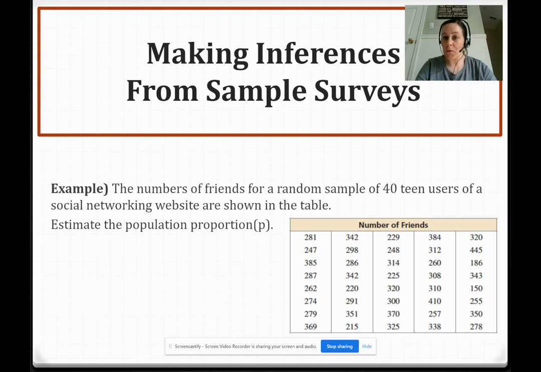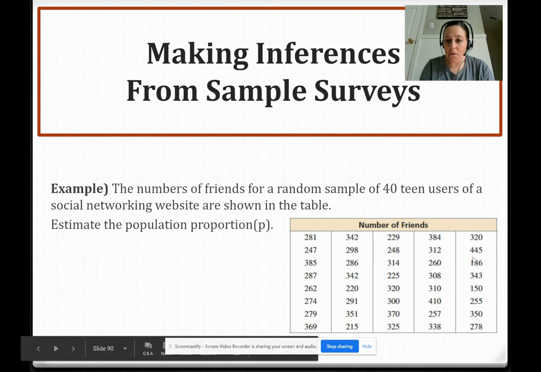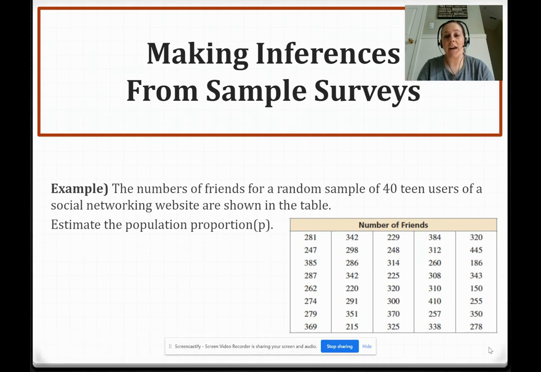I can also do this with proportions. Same scenario. This one says estimate the population proportion, and I want to estimate the population proportion specifically for what percent of teen users have more than 400 friends on this site. So there are 40 measurements total in the sample. If I scan through my data, it looks like there's only 2 values. There's one at 410 and one at 445, only 2 teens out of all 40 that in particular had more than 400 friends.